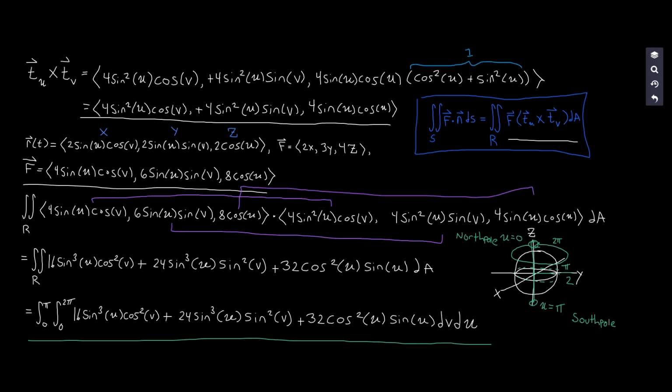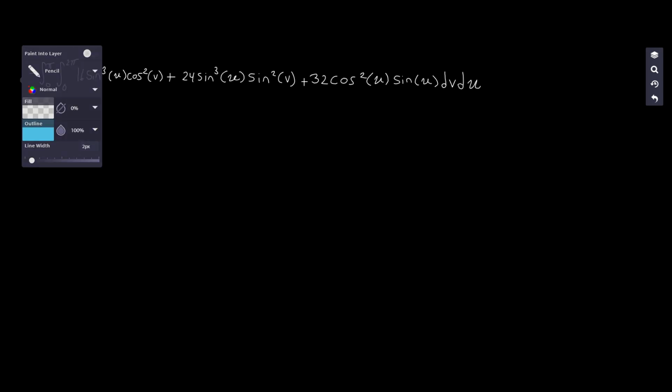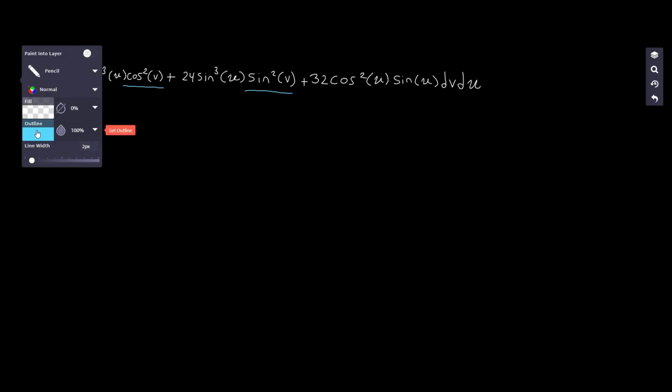in this setup. I'm going to take what we have at the bottom and move this over here. And I'm going to do two things. I am going to apply an identity to cosine squared of v, and I'm also going to apply an identity to sine squared of v. And I'm also going to apply the constant multiple rule and the linearity rule, and we're just going to do this in one sweep.